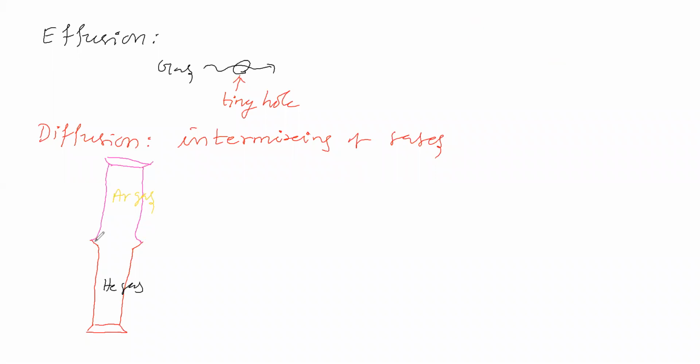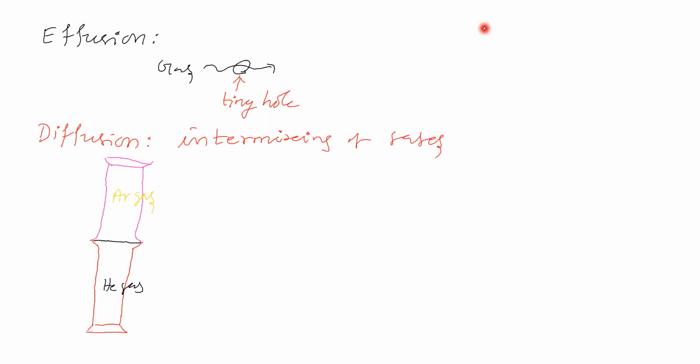Initially we have taken the partition like this. We took helium gas here, so helium gas molecules are here, and argon gas molecules are there. If we remove this partition, what will happen? Will the gas molecules intermix or not? What do you think? Will the helium gas and the argon gas mix with each other?